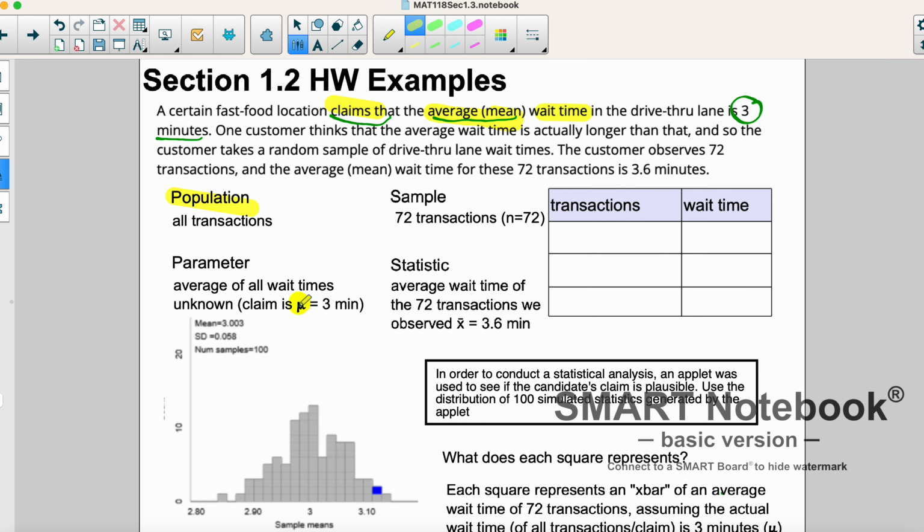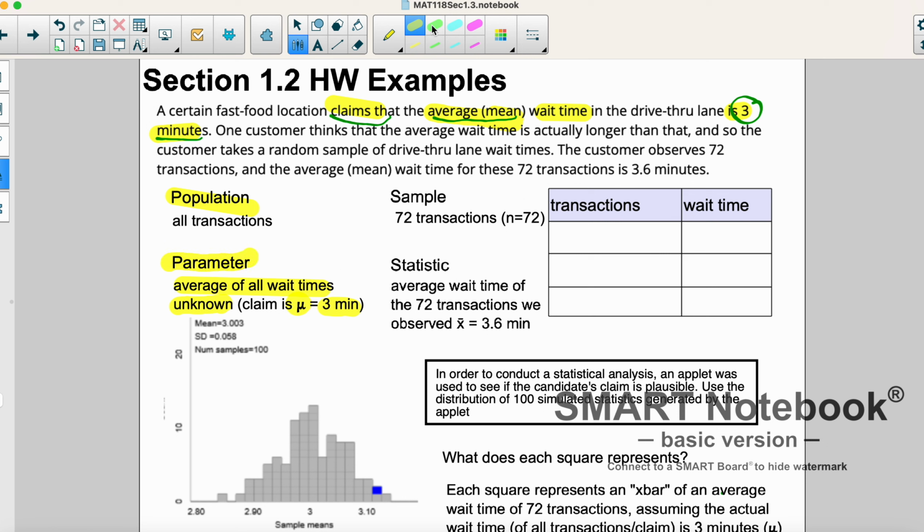When the parameter is a mean or an average, we're talking about mu. We're talking about quantitative data. We make a claim that that wait time is 3 minutes. Even though it gave us a number, it's still really unknown because we're just making a claim that the average of all wait times is 3 minutes. But we're looking to validate or test if that claim is plausible or believable.